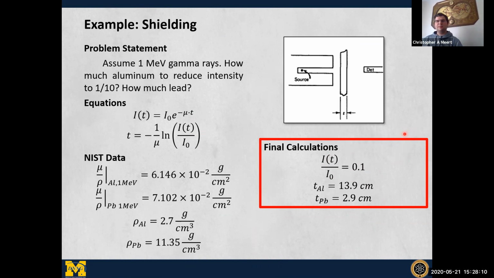So for aluminum, almost 14 centimeters. For lead, only about 3 centimeters. And that's pretty indicative of why we often choose lead as a photon shield. Much more effective to only need a small thickness of lead versus an extremely thick aluminum shield.